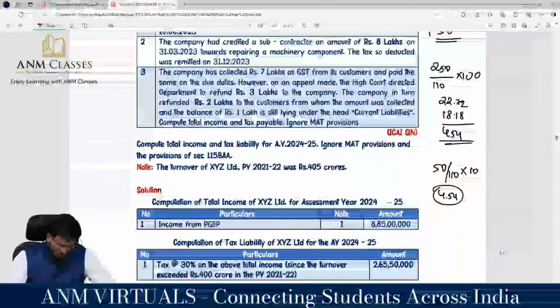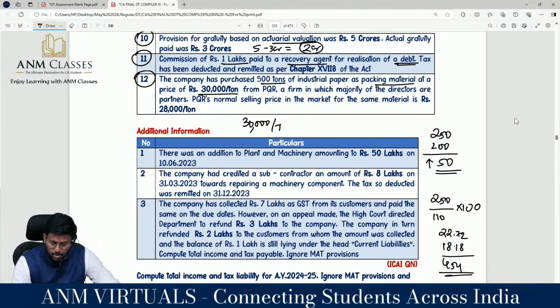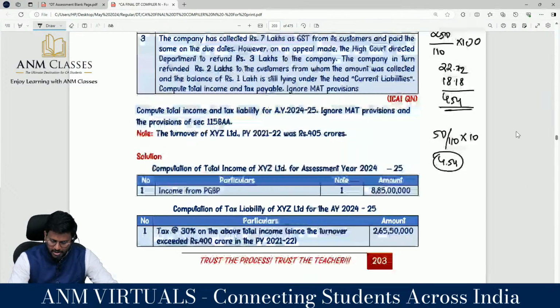Clarity. The next point. The company has purchased 500 ton of industrial paper as packing material at a price of 30,000 rupees per ton from PQR, a firm in which the majority of the directors are partners. That means related party, correct? PQR's normal selling price in the market for the same material is 28,000 per ton. So 30,000 minus 28,000, 2,000 per ton they have paid over and above the market price. It should be added back as per 40A subsection 2, related party transaction. So 2,000 per ton into how many tons? 500 ton comes to 10 lakh, which should be added back.